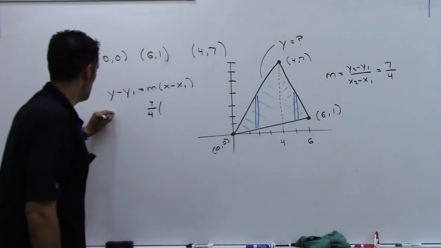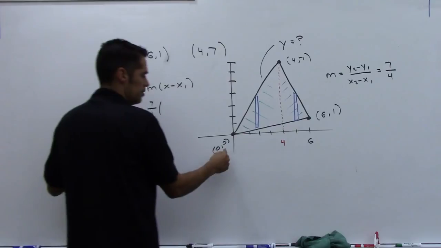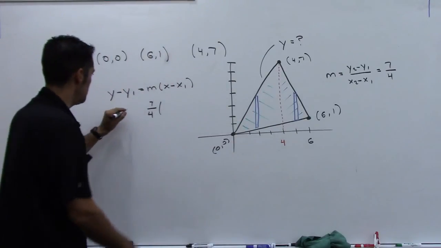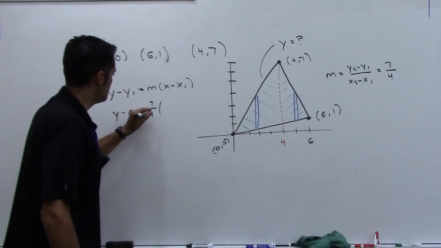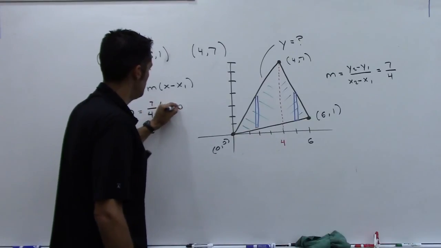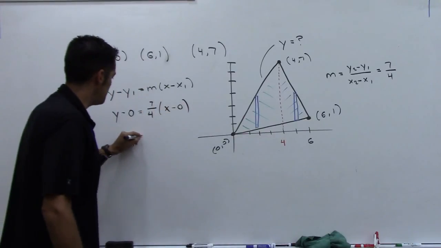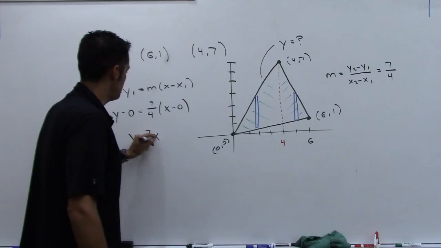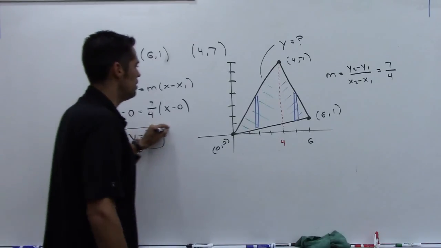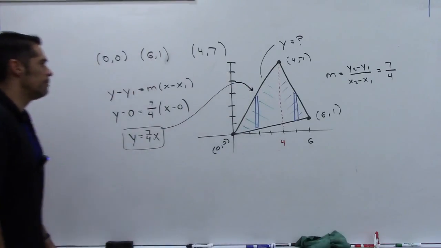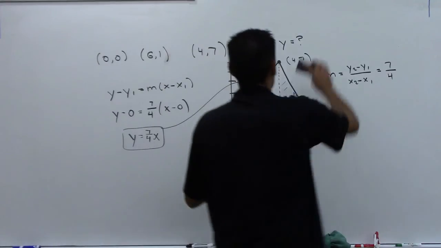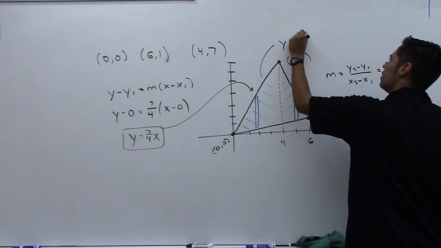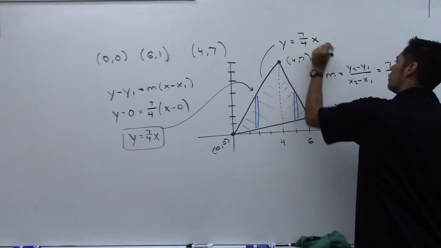Then you come in here and you say y minus, and then you pick a point. You can use this one or this one. I'll use this one because it's got zeros. Y minus 0 equals 7/4 times x minus 0. And so y is 7/4 x. That is the equation of that line right there. So it's a function of x, 7/4 x.